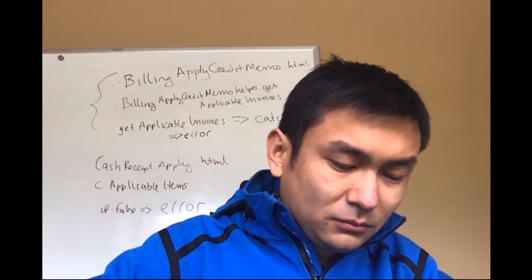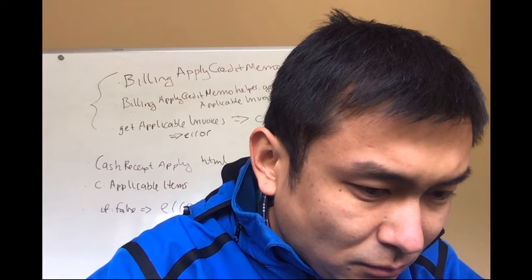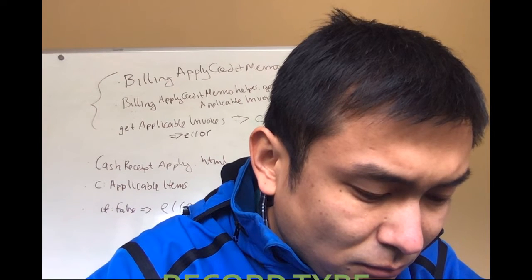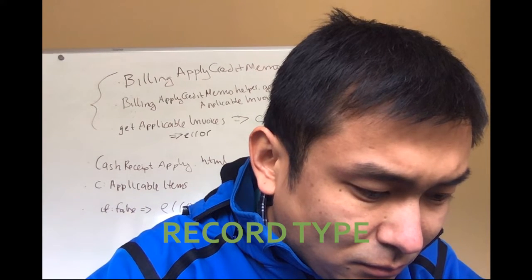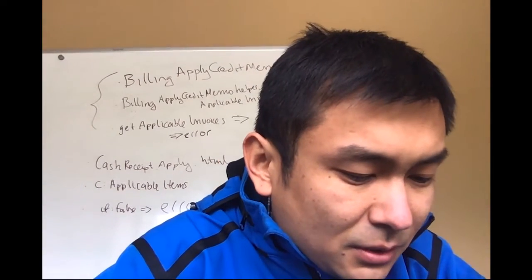So in terms of data modeling, let's talk a little bit about record types. Why would you create a record type on an object?